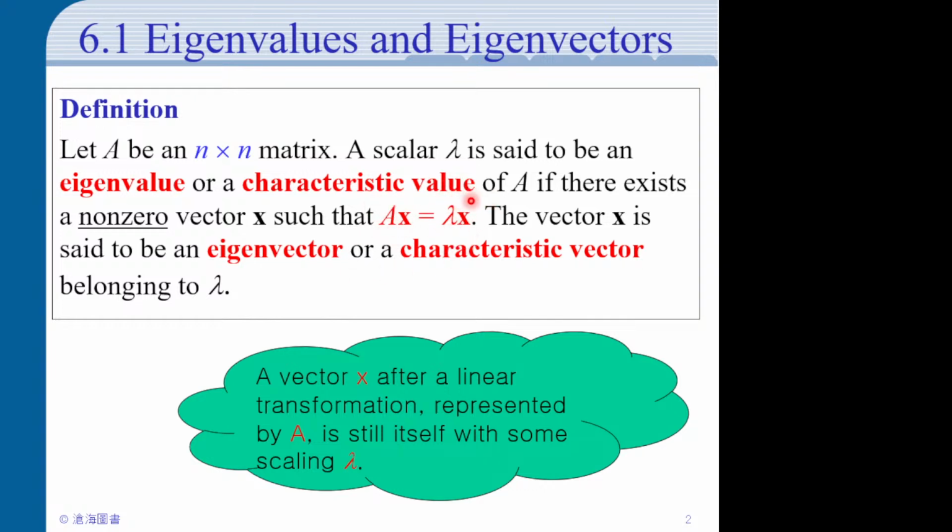But anyway, if Ax equals lambda x, then x getting multiplied by A is still x, but just with another constant, lambda. Then x is called the eigenvector or characteristic vector of this matrix A, and this lambda is the eigenvalue or characteristic value. This is a way to analyze the square matrix A. Later on we are going to try to find the eigenvalues and eigenvectors of the matrix A.